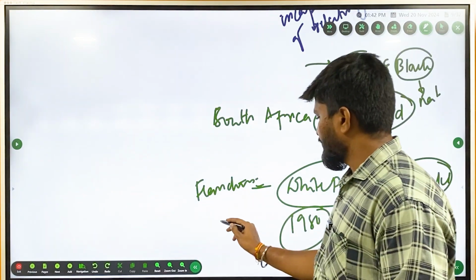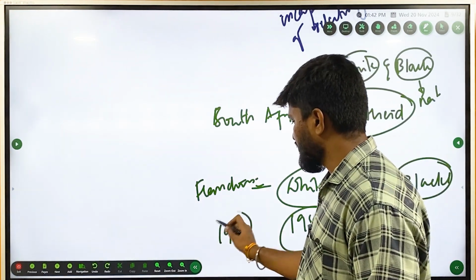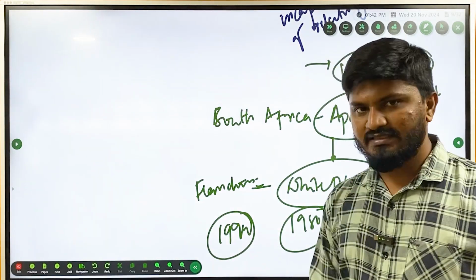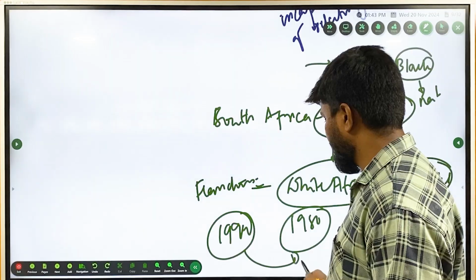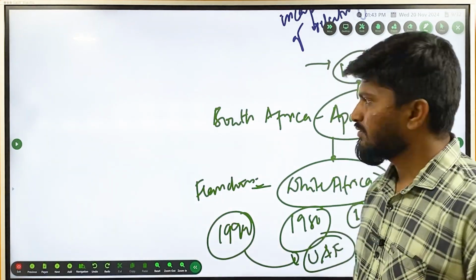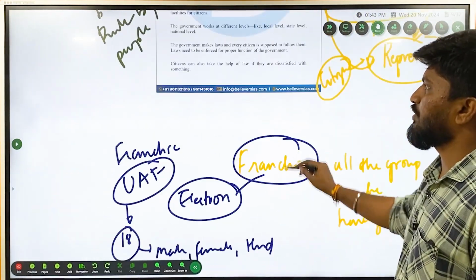But over the period, because of Nelson Mandela and other leaders, in 1994, for the first time, representative democracy started in South Africa, and Nelson Mandela was elected as the people's prime minister. During that time, franchise was converted into universal adult franchise. Okay, so this is about franchise. I hope you understood what franchise is.